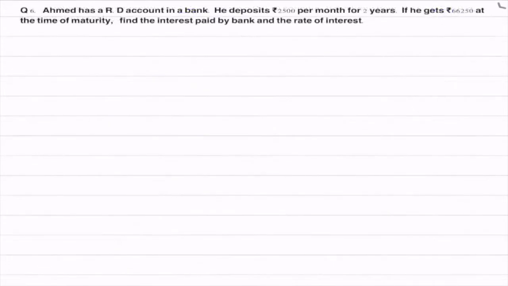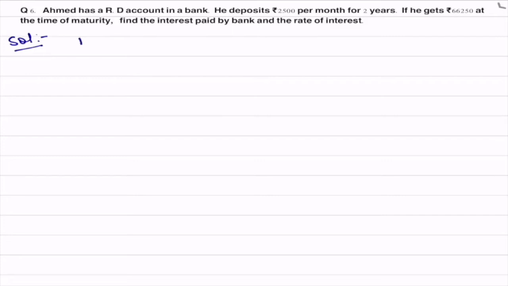Now see the last question. Ahmed has a RD account in a bank. He deposits rupees 2,500 per month for 2 years. If he gets rupees 66,250 at the time of maturity, find the interest as well as the rate of interest. So see, in this question two things are missing. First is the rate of interest and the second is the simple interest, which we have to calculate.